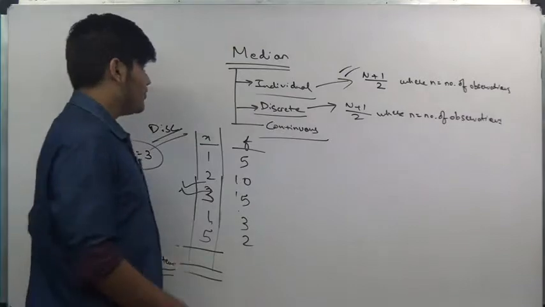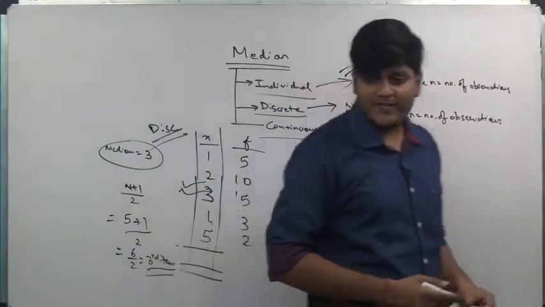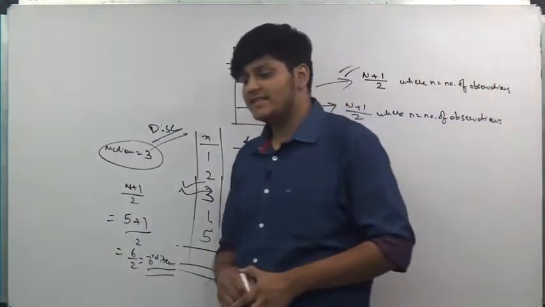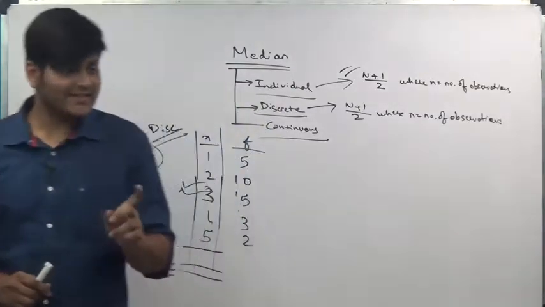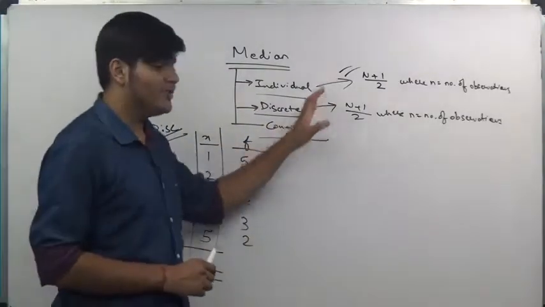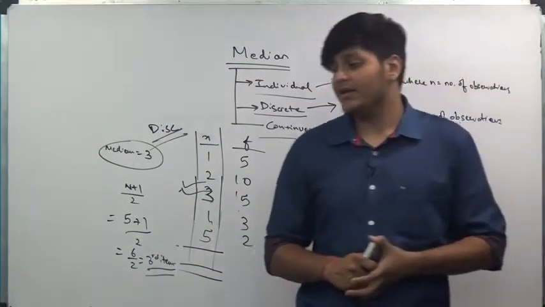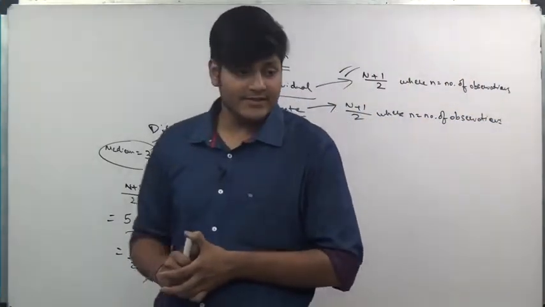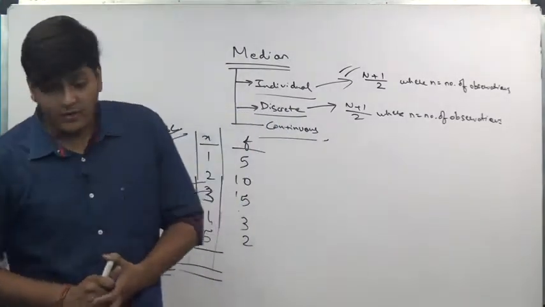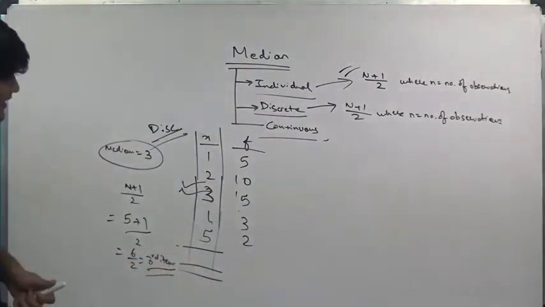Okay? So individual, discrete, the answer would be the same if the class is same. If x is same, the answer in individual and discrete is same. The answer is not affected by frequency in discrete series. Clear? Now the major portion comes, which is the continuous series.